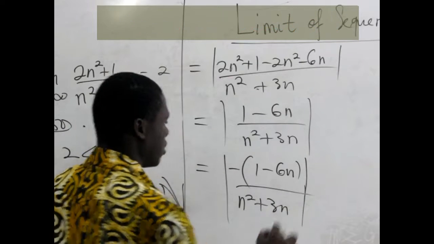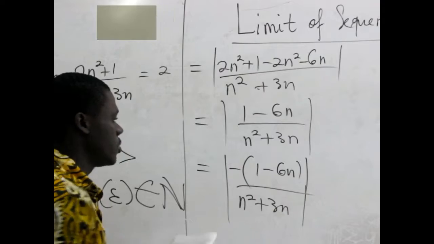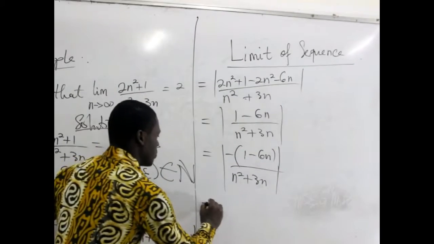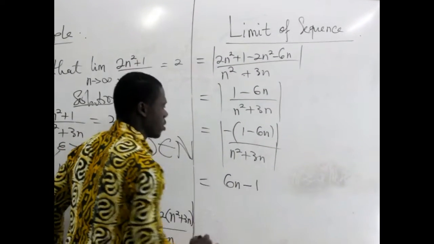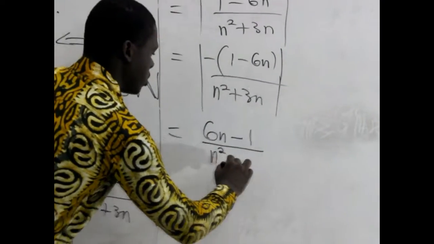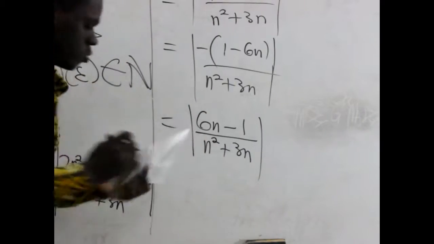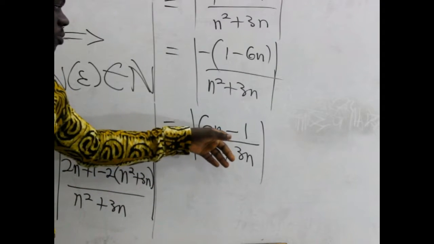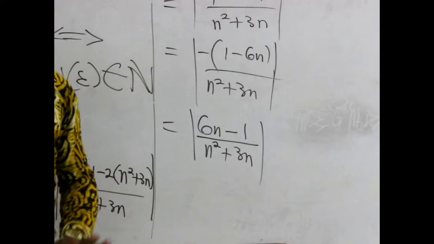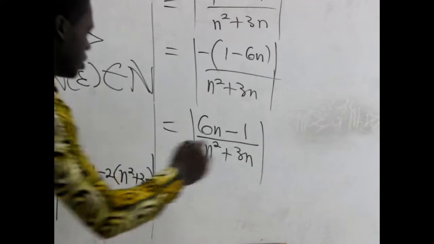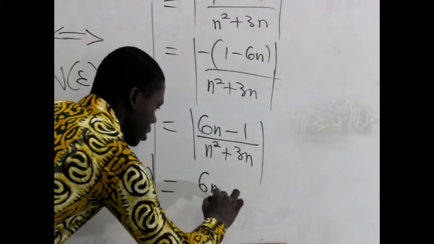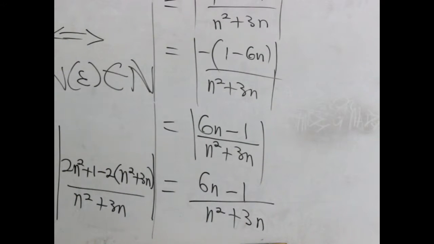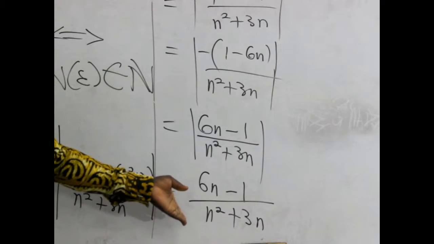Over n squared plus 3n. Now, doing so means that we will now have this negative, and this will answer positive. So that we have 6n minus 1 divided by n squared plus 3n in absolute. Now, we can do away with the absolute confidently because whichever value you substitute for this, which is a natural number, the resulting value is always going to be positive. So you can say that this is actually equal to 6n minus 1, then divided by n squared plus 3n. You see that all along we've been using equals, equals, equals.